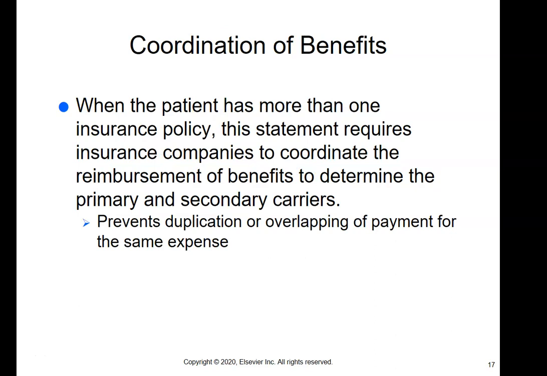Coordination of benefits. When the patient has more than one insurance policy, this statement requires insurance companies to coordinate the reimbursement of benefits to determine the primary and secondary carriers. It prevents duplication or overlapping of payment for the same expense. Now, there's also something called the birthday rule or the birthday law. That means for dependent children, the primary carrier is the parent whose birthday and month come first in the calendar year. They would be the primary policyholder.